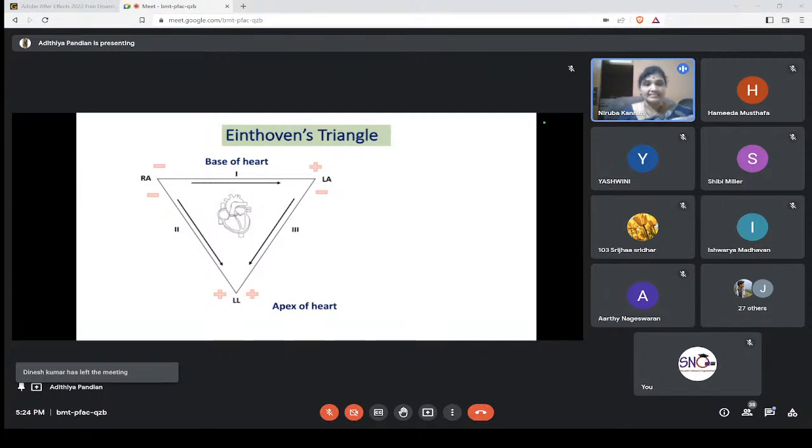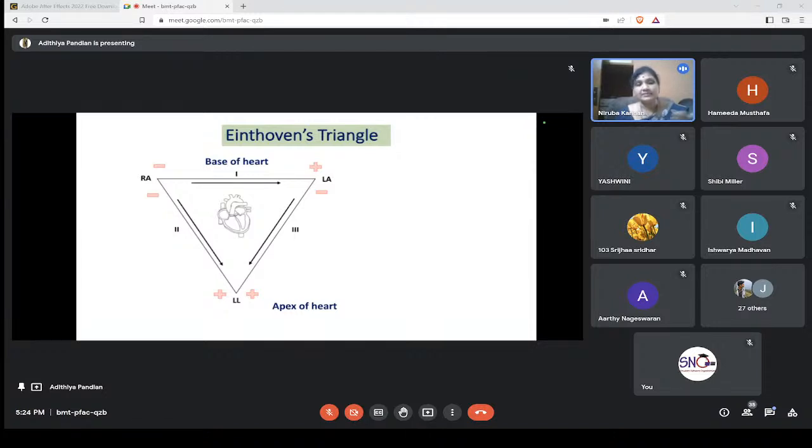Lead 1 is between the right arm and left arm, and the electrode will be pointing towards the left arm, which is the positive side. Lead 2 is recording the lateral aspect of the heart. It is between the right arm and the left foot, or left leg, and lead 3 is between the left arm and the left leg. All these three form in the anti-clockwise direction.